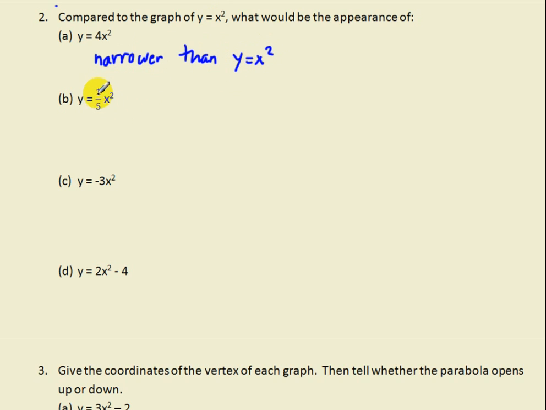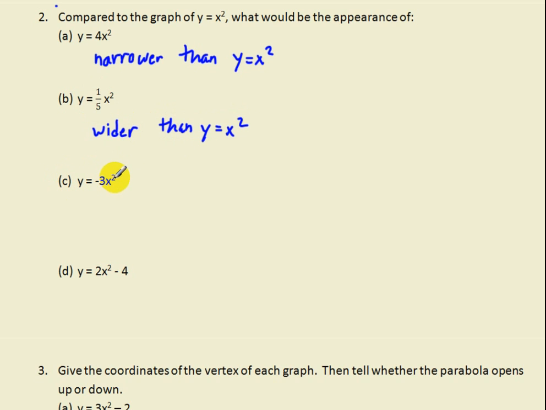In number 2, y equals 1/5 x squared. We actually already saw that, and we know that this makes it wider. So if the absolute value of that coefficient a is less than 1, then it's going to be wider than y equals x squared.